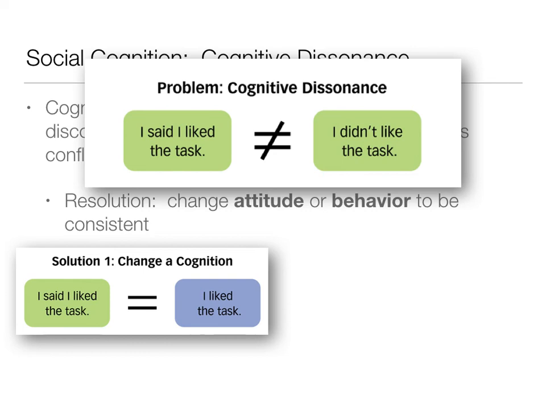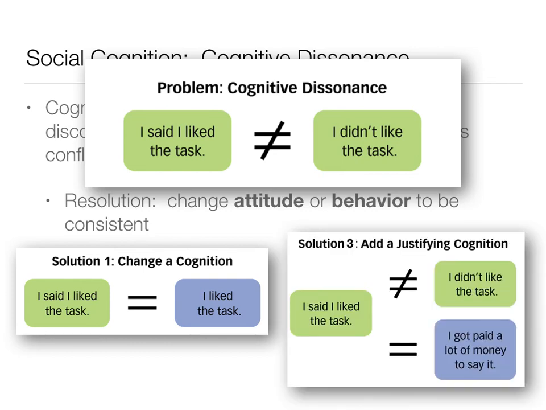To further push that, we can sometimes even add a justifying cognition. So I said I liked the task, but I didn't really like the task, but they paid me to do the task and I liked that part of it. So overall, I liked the task because they paid me to do it. That justifying cognition would be another way to change our thoughts. So in both of these situations, we're changing our cognition to match our behavior.